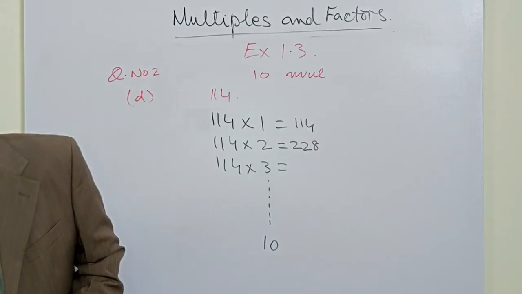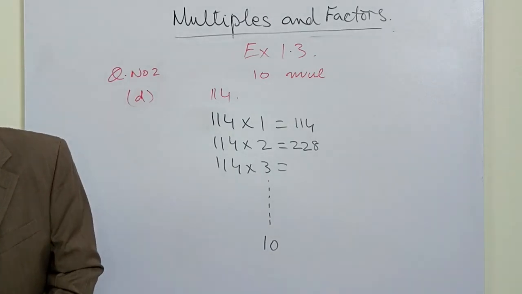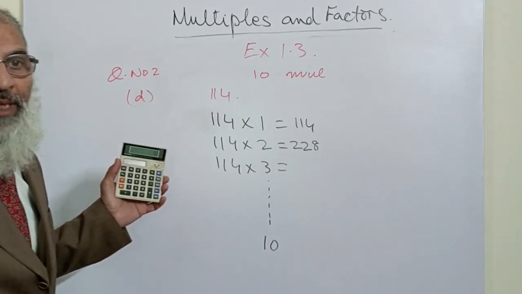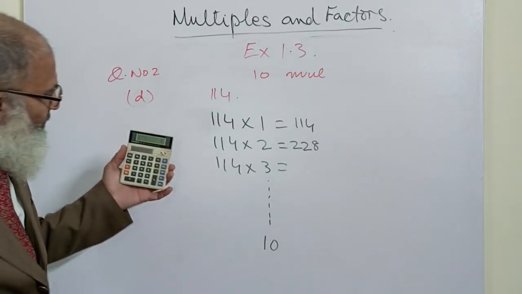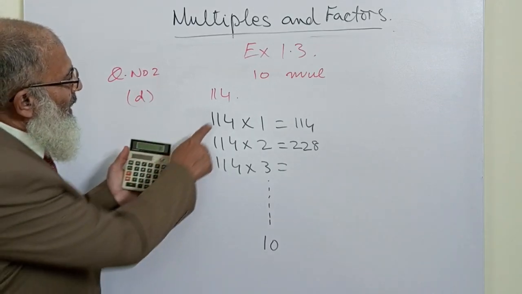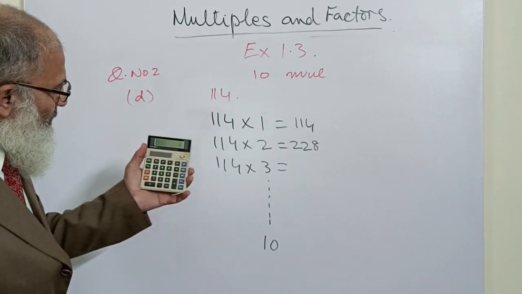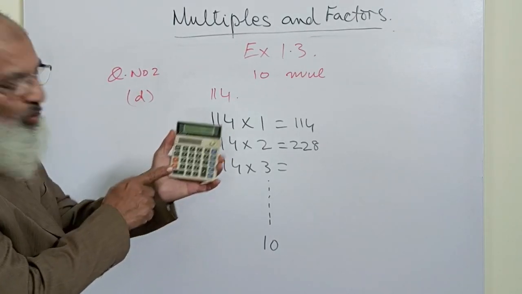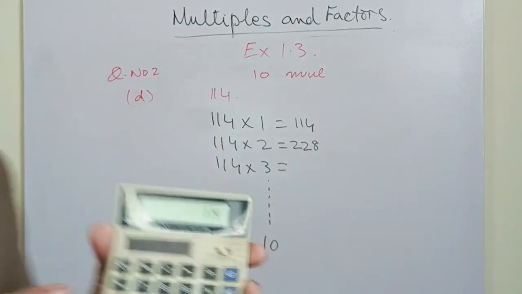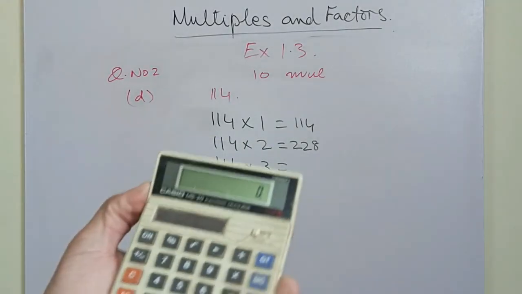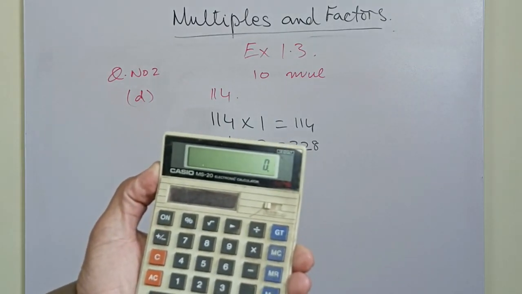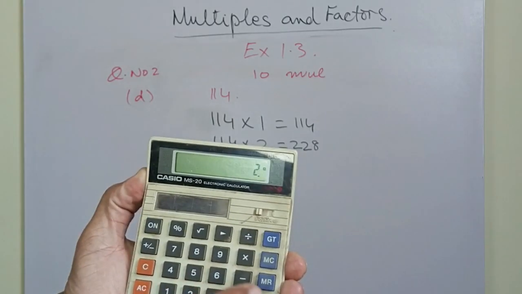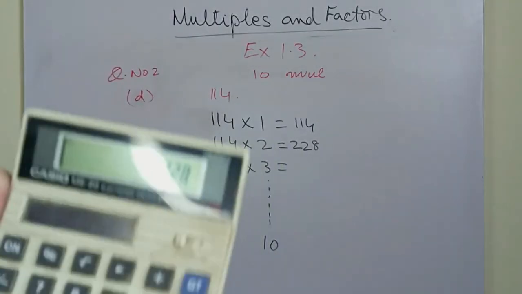So we have to use a calculator. I have a very simple calculator, and I am going to demonstrate how you find the multiples with one simple trick. Our number is 114. I just press 114. Let me bring it closer to you. You can see, dear students, 114 multiplied by 2 is equal to 228.